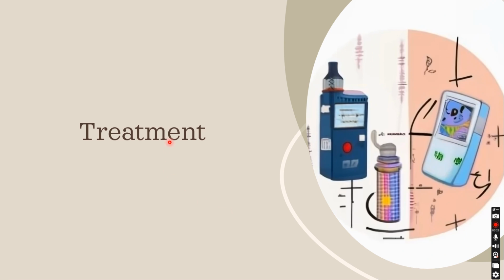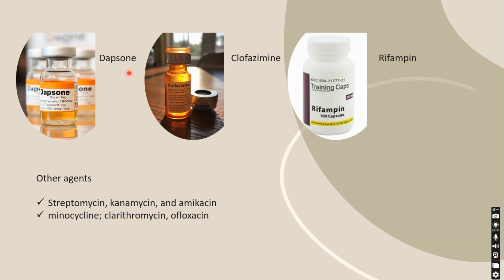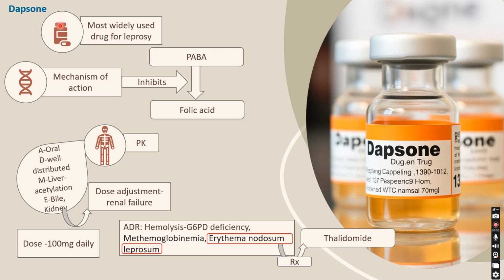So our idea is to prevent the patient from progressing to end complications, right? For that, WHO has recommended three magical drugs. These are dapsone, clofazimine, and rifampicin. Whereas other agents were also tried, such as streptomycin, kanamycin, amikacin, minocycline, clarithromycin, ofloxacin, all are not recommended by any of the leprosy control programs nowadays. Nowadays, we have three drugs, that is dapsone, clofazimine, and rifampicin. Okay, as a pharmacologist, let's deep dive into the mechanism of action of these drugs.